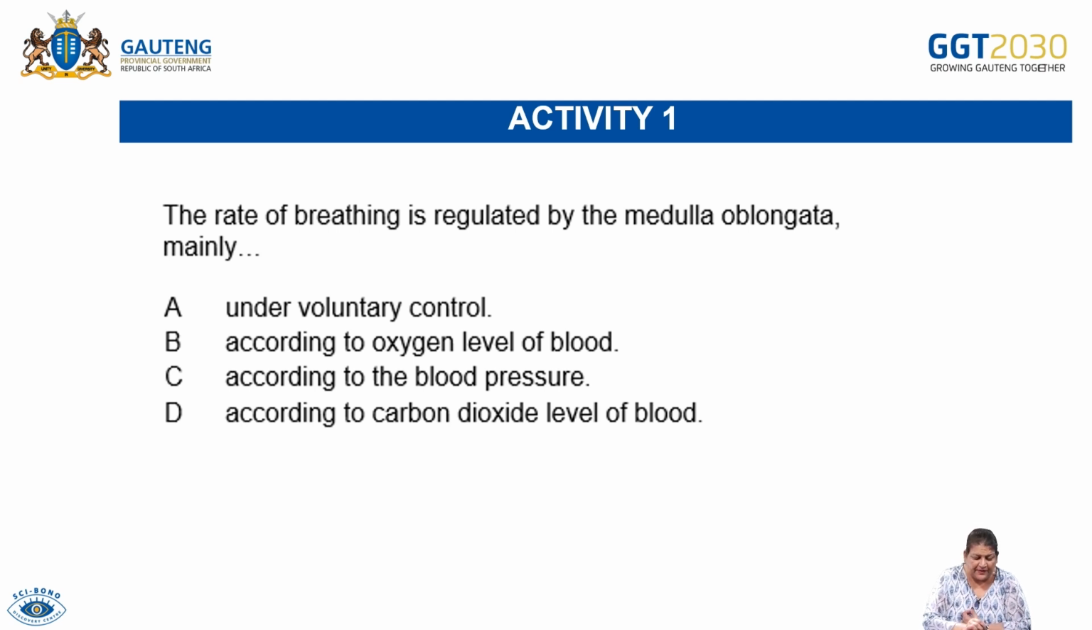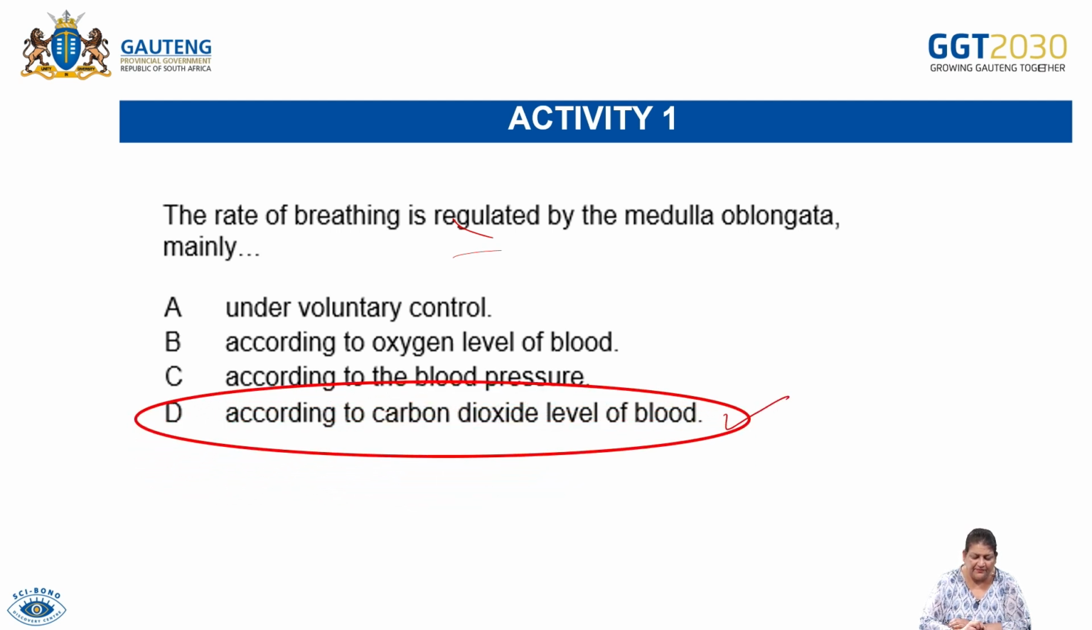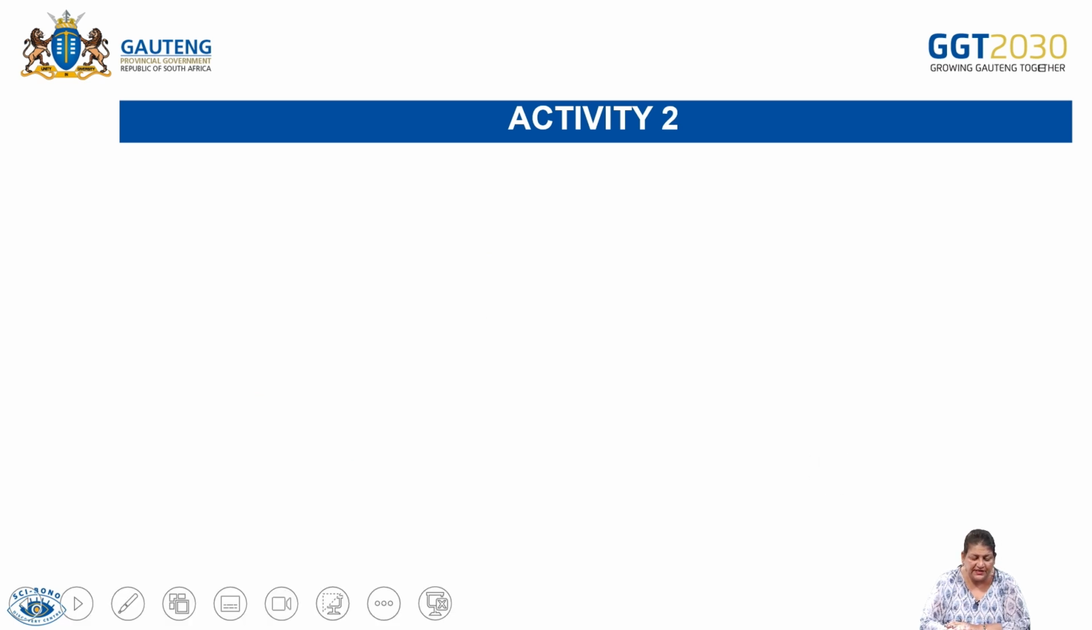So it's not voluntary. According to the oxygen level? No, the medulla oblongata does not respond to oxygen. According to the blood pressure? The medulla oblongata does not respond to blood pressure. But yes, the rate and depth of breathing is regulated by the medulla oblongata mainly according to the carbon dioxide level in the blood. So that is the answer. That means when carbon dioxide levels in the blood increase, the medulla oblongata is stimulated. Right, let's go to the next activity.